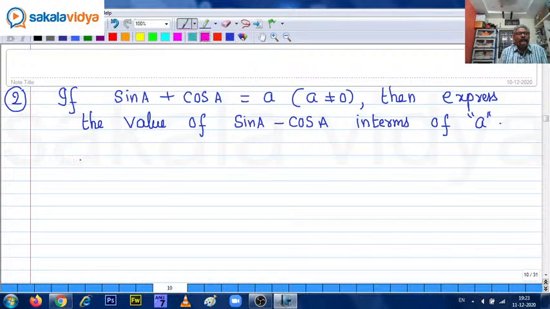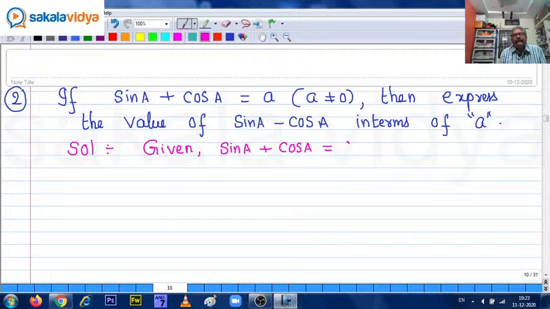So this is very simple. First write down like this. Given sin A plus cos A equals to A. So we need to find out sin A minus cos A is equal to question mark.